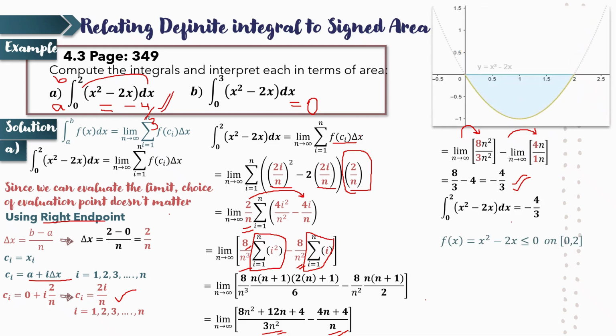Now let's confirm the integral from 0 to 2. Look at here, it is below the x-axis, the blue shaded region you can see over there, and so the value is negative.